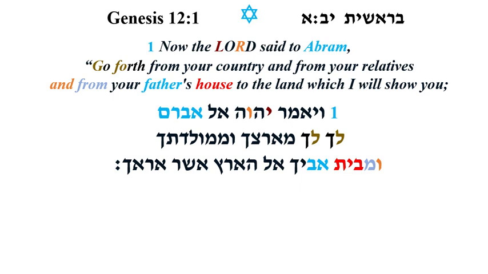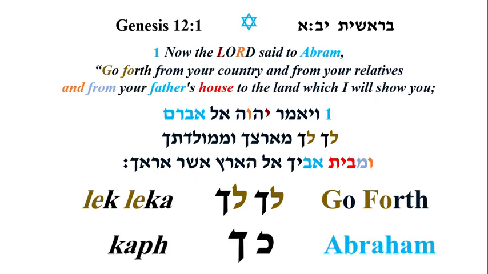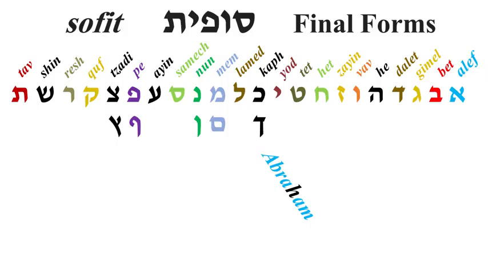In the Hebrew, when he says go forth, he says lek leka. It's a word that's repeated, okay? And notice that lek leka, it's the same word. They end in kaf, both of them, okay? So you've got double words repeated, both ending in kaf. So the kaf Sophite represents Abraham.